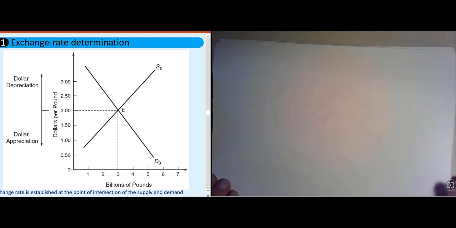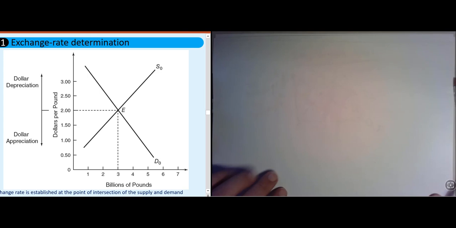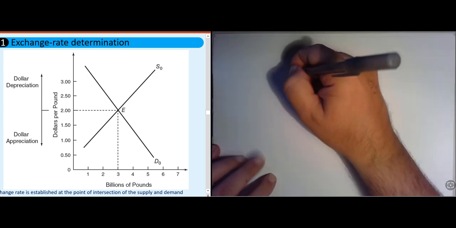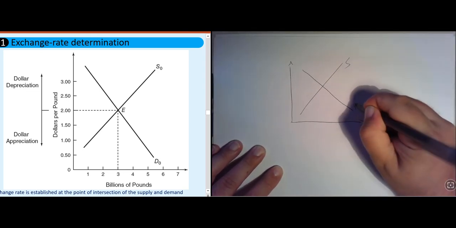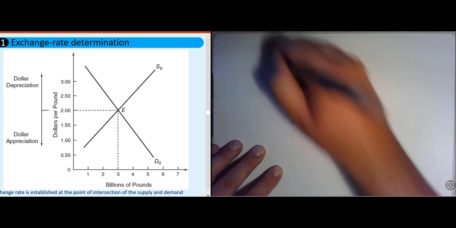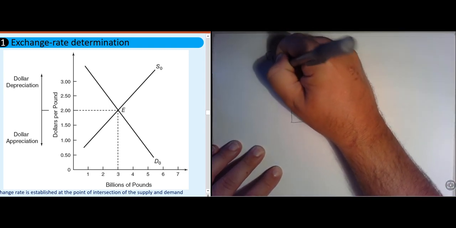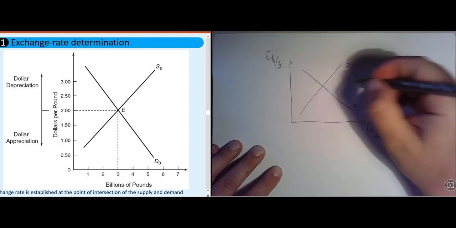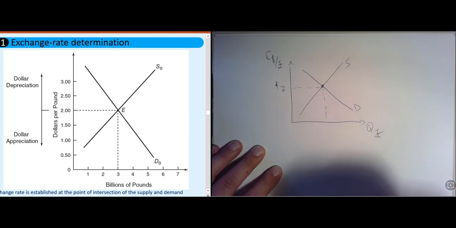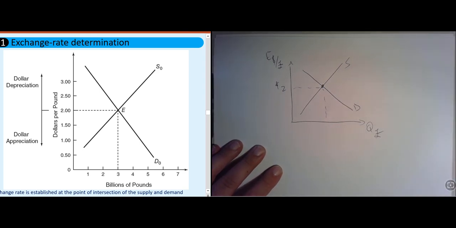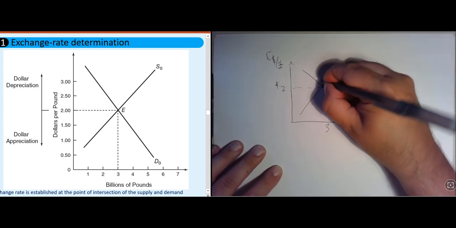Now, what if there are changes in supply? Let's draw the model again. This is the quantity of pounds. This is the exchange rate of pounds expressed in dollars. Equilibrium at $2 per pound. And we have a quantity of 3 billion pounds being transacted. Initial equilibrium.